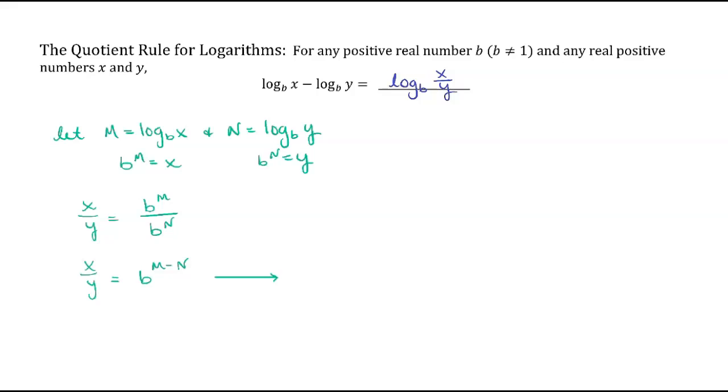Switching this back to logarithmic form, we have log base b of x over y is equal to m minus n. Unsubstituting for our variables m and n, we have that log base b of x over y is equal to log base b of x minus log base b of y, which is exactly the quotient rule. Let's take a look at some examples.